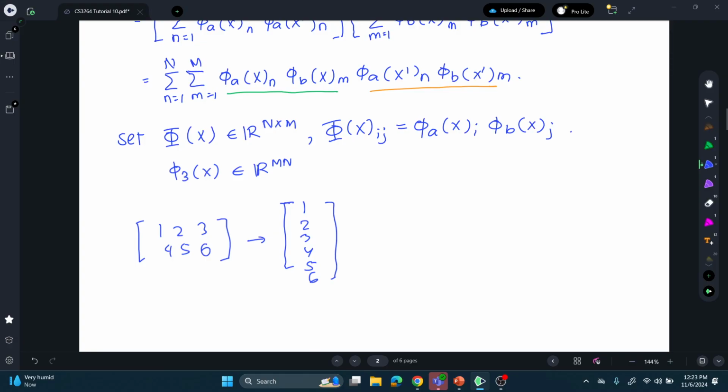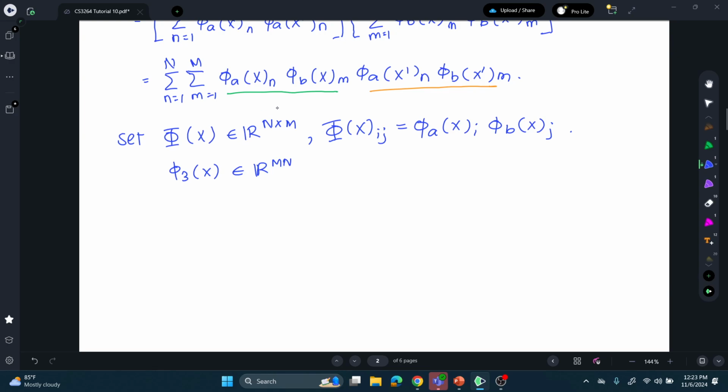So my phi 3 is essentially, I repeat, this is my 2D matrix, and I will just flatten it out into one single vector. Your 2D matrix becomes one single vector. That's my phi 3. So at this point, this phi 3 itself will basically be all of the elements of phi xij in its own order.